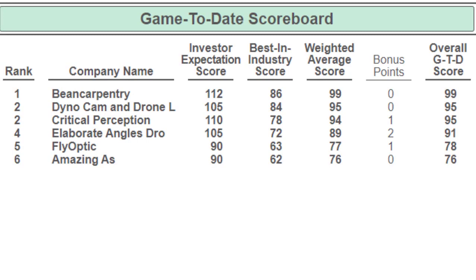So let's look at the game-to-date scoreboard. Of course, this is the entire simulation, not just 1 year. So Company B actually took the lead. They have a 99 score for the overall game-to-date score. Company D is at 95, so is Company C as well. So Company B has a decent, comfortable lead now, believe it or not. So great job, Company B. Company E is at 91. They're right there. Company F is at 78, and Company A is at 76.